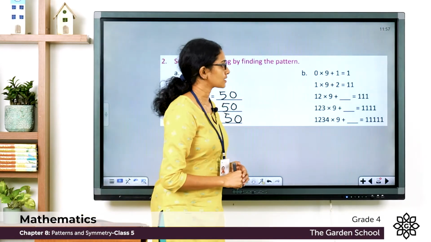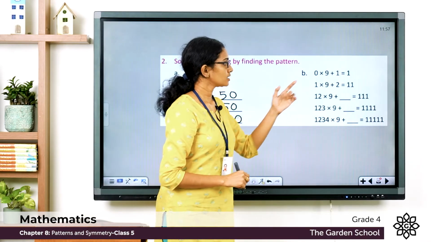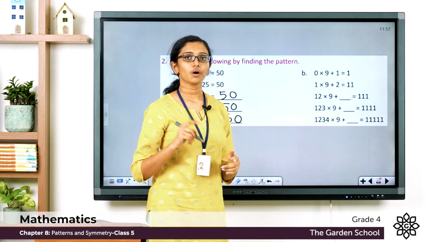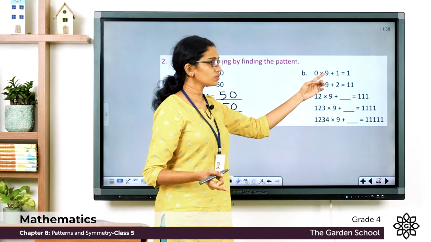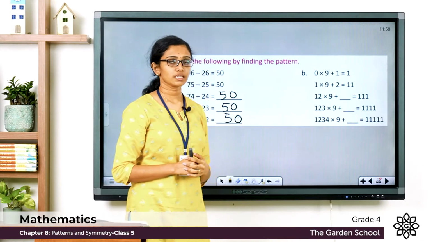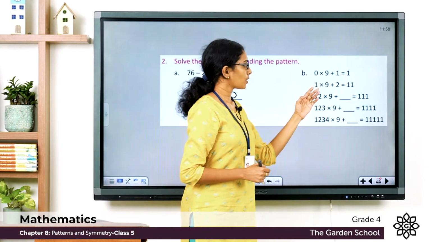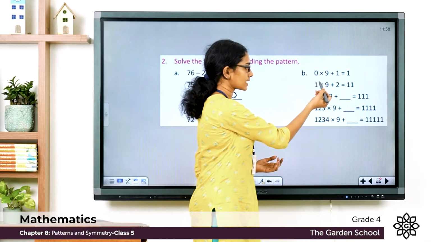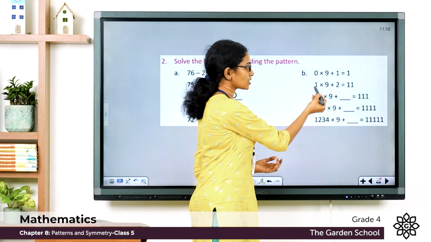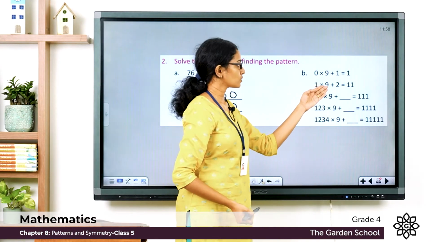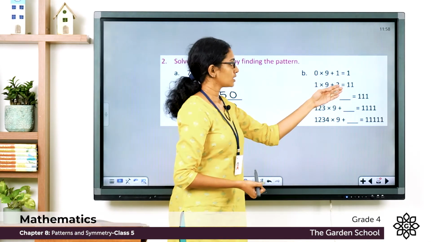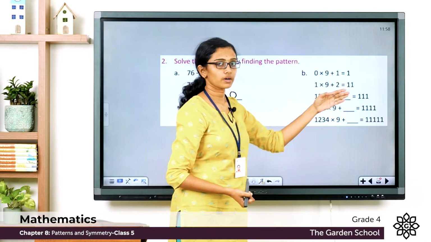Now, the next pattern. Observe the numbers. 0 into 9 plus 1 equal to 1. 0 into 9 is 0, plus 1, is 1. There you can see 1. Now, 1 into 9 plus 2. Here, in the second line, this 0 is changed to 1. Then, into 9 itself, plus 1 changed to 2. And the answer is 1, 1 or 11.